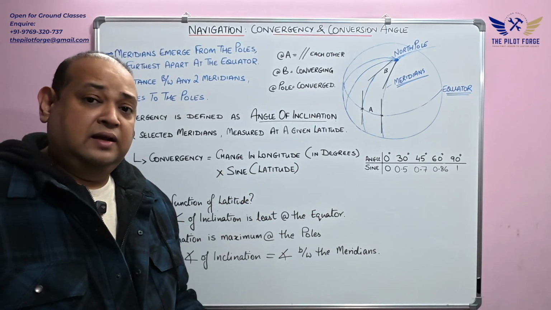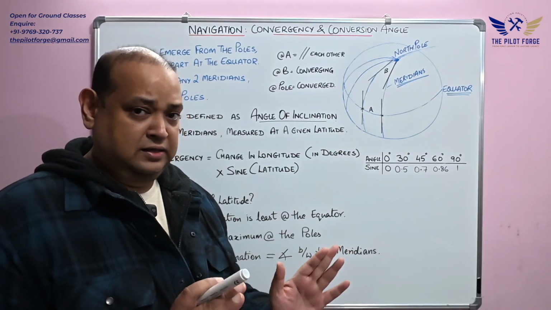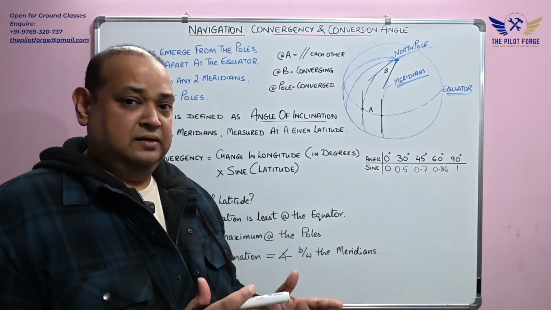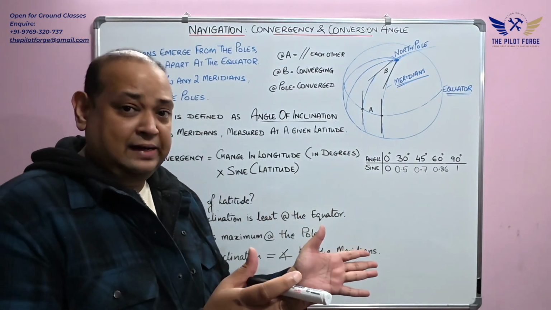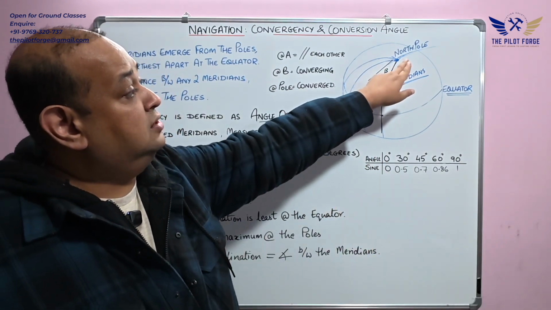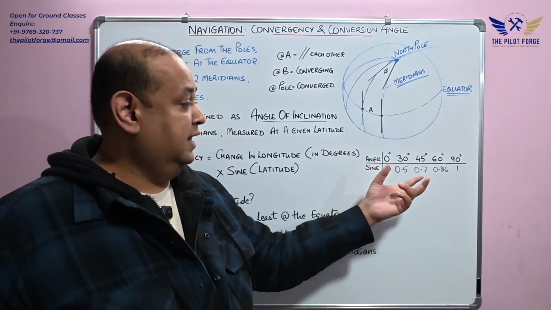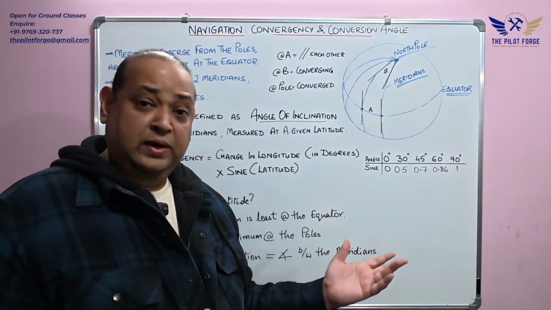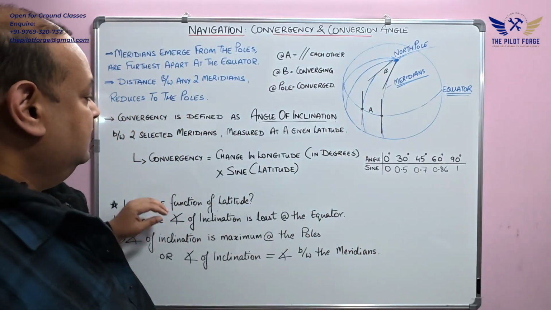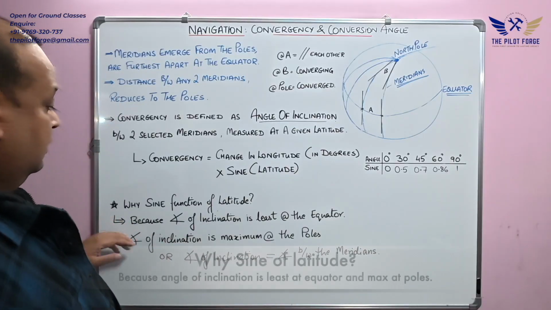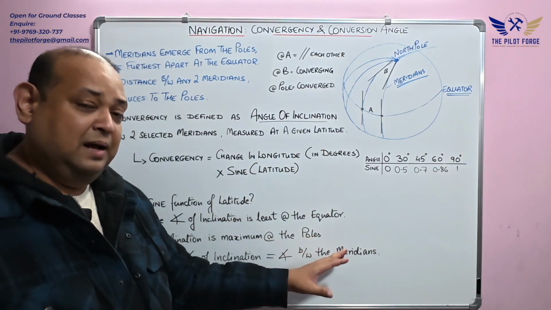Now, why the sine? Remember, we spoke about how at the equator there is no inclination between the two meridians. Therefore sine 0 represents zero inclination, while the inclination at the poles is maximum, therefore 90 degrees representing sine 90 equals 1, showing us that the inclination is maximum at the poles. Therefore we use sine, because the inclination is least at the equator and maximum at the poles.